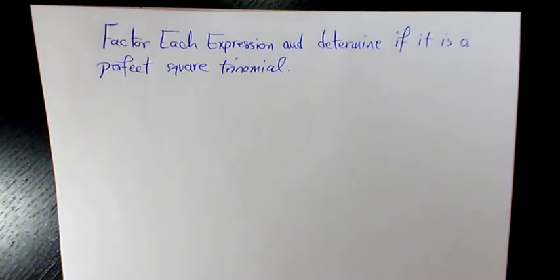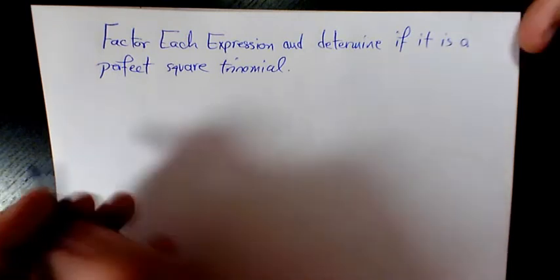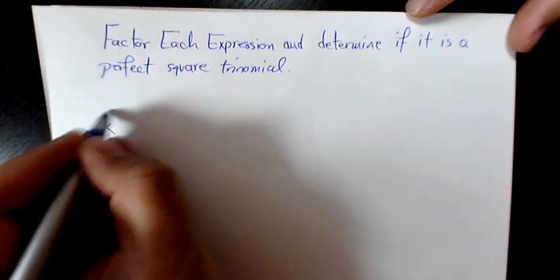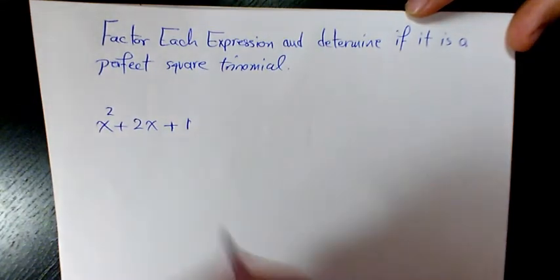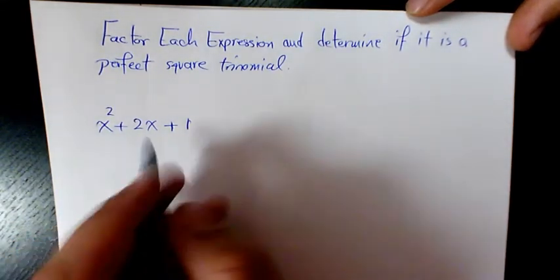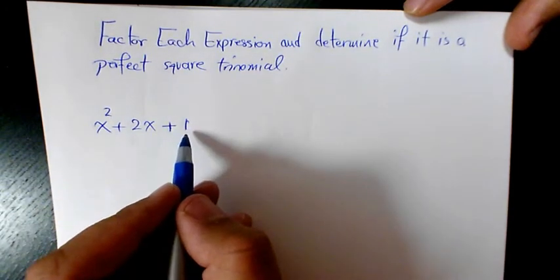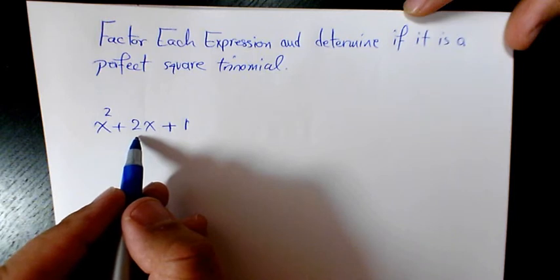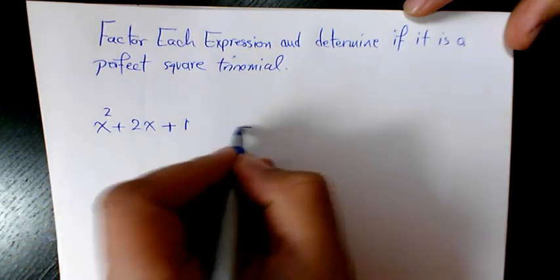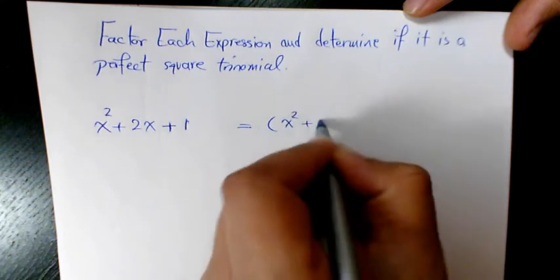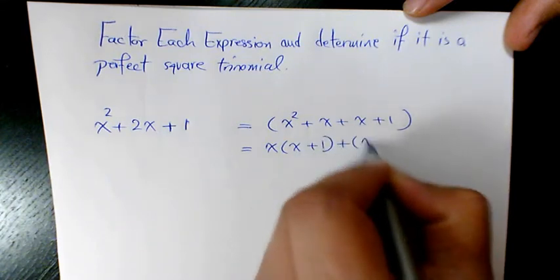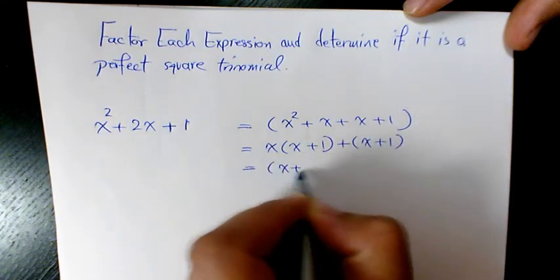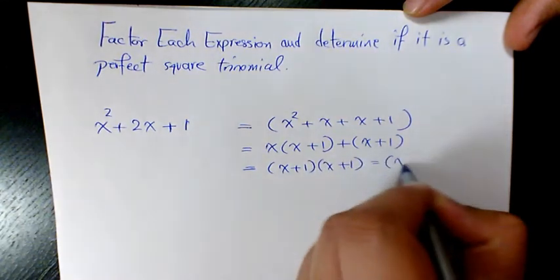Next example is factor each expression and determine if it is a perfect square trinomial. The first expression is x squared plus 2x plus 1. How do I find it? One way is to factor it. We're looking for two numbers that multiply to 1 and add to 2. So obviously these two numbers are 1. So it's going to be x squared plus x plus x plus 1, which is going to be x times (x plus 1) plus (x plus 1), and that's going to be equal to (x plus 1) times (x plus 1), which is going to be (x plus 1) squared.